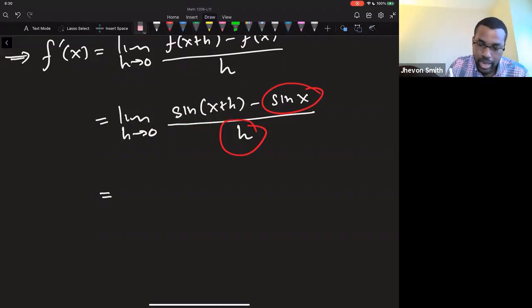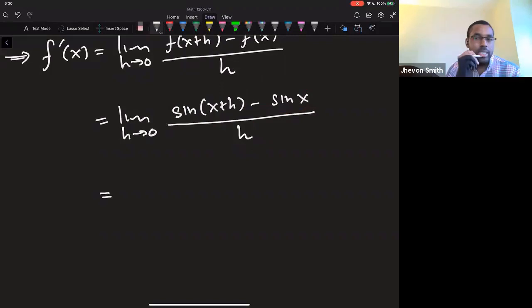So yes, again, throw back to pre-calc. What is that? What is sine of x plus h? Like, how can I rewrite that in a different way? Anyone? Euler?